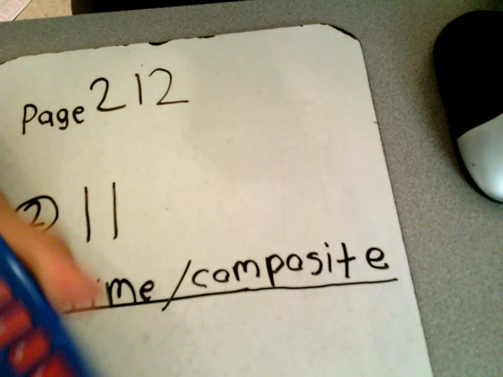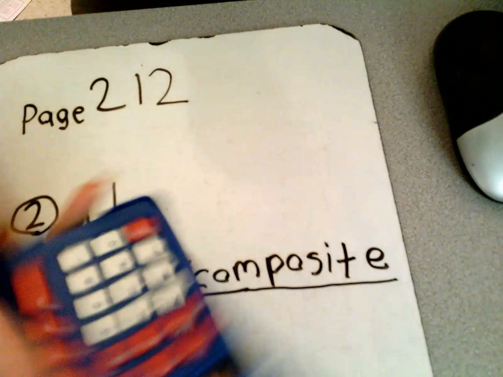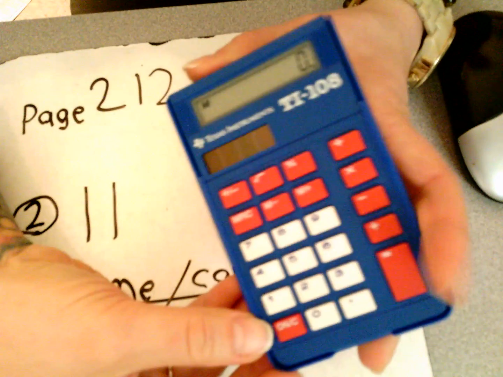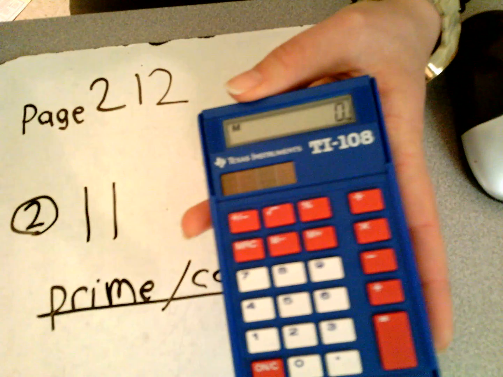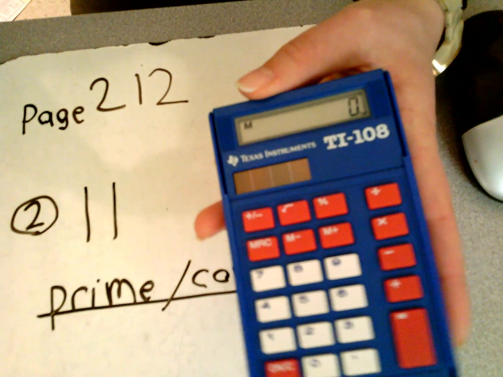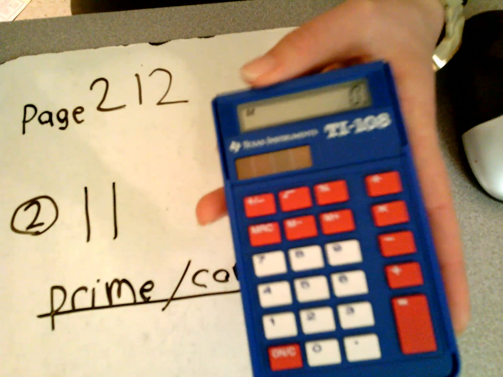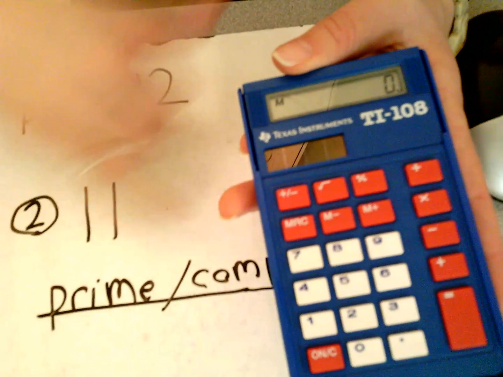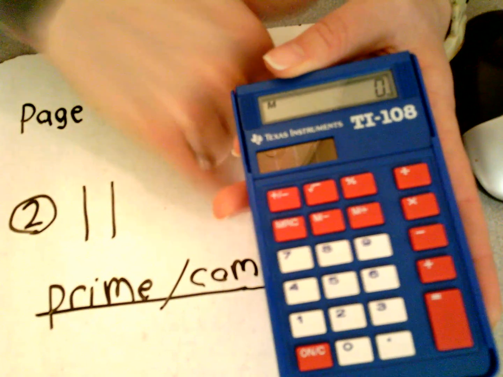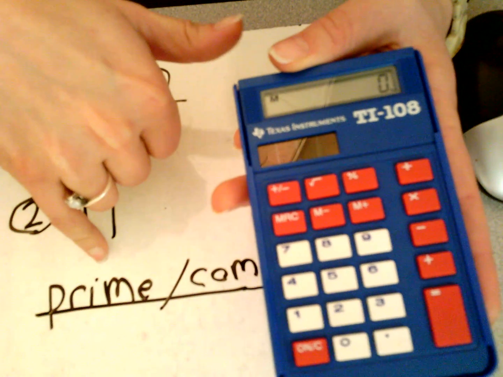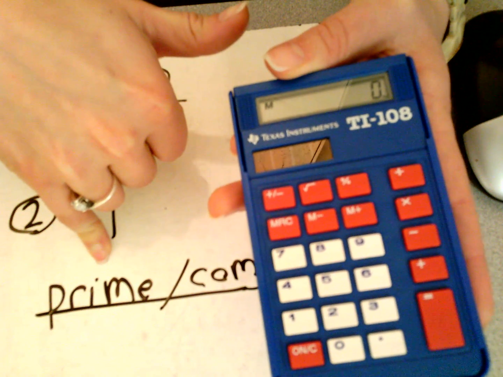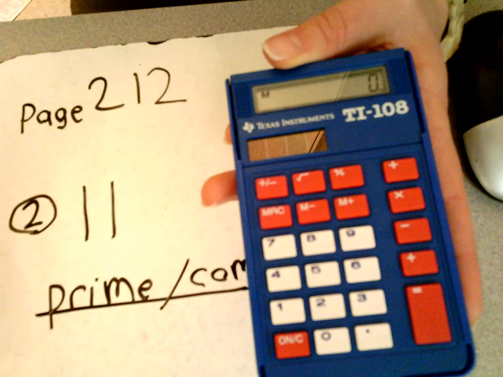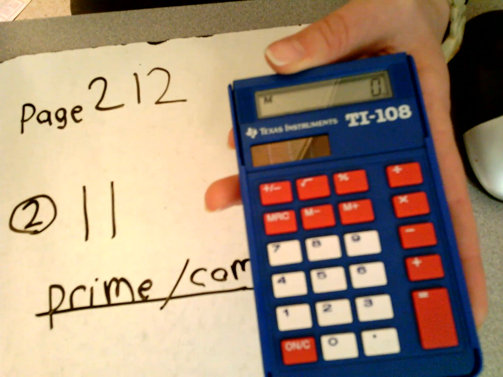All right, now that you have your blue calculator, what we're going to do is go back to our divisibility rules, where we would run through dividing our numbers by 2, 3, and 4 to determine if we would get a whole number or not. This is going to help us also determine if the number is prime or composite. If it is prime, it will not be divisible by 2, 3, 4, 5, 6, 7, 8, 9, or 10. It will only be divisible by itself and by 1.